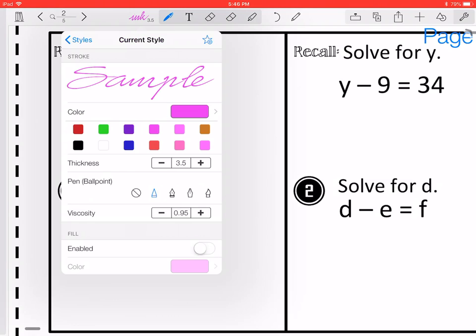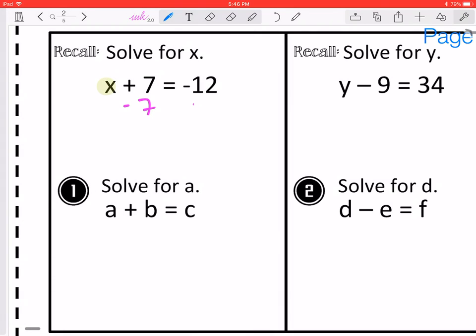So I'm going to subtract, let me go a little bit smaller on my pen here. It's a little bit too big for the size I'm working. Okay, I'm going to subtract 7 from both sides. This is going to give me x is equal to negative 12 minus 7, which gives us negative 19. Okay, that seems pretty simple, right?